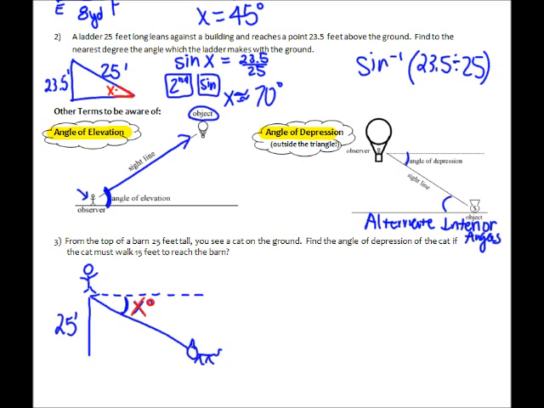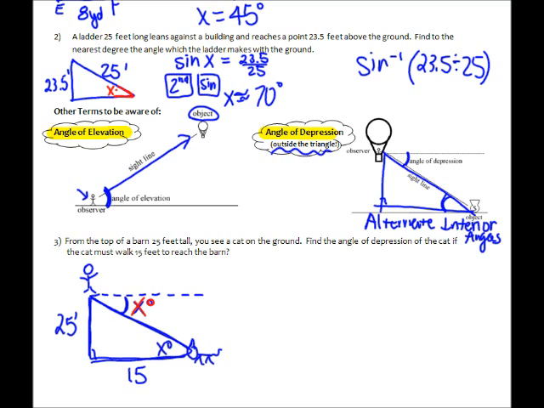If the cat must walk 15 feet to reach the barn, so we know this distance now is 15. Well, this angle, coincidentally, is congruent to this angle, which is inside my triangle. I neglected to say that before, but it's here. It's outside your right triangle, really, but it doesn't matter because it's going to be equivalent to that. So this one is outside my right triangle, but I can still use right triangle trigonometry because of the fact that it's congruent by alternate interior angles.